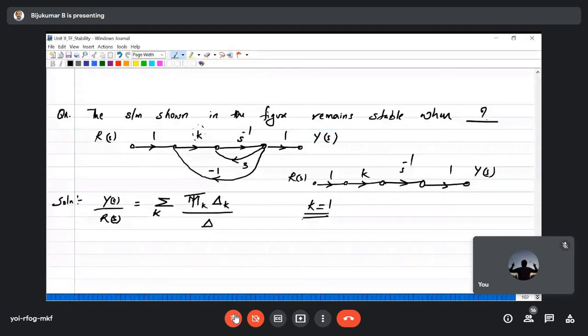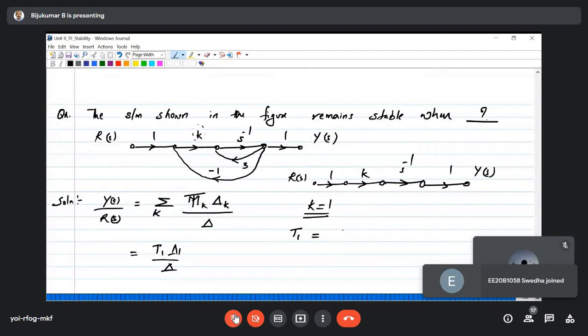So what is the next step? This becomes T1 delta 1 by delta. Your forward path gain becomes just the product of all the gains, so it becomes K by s.